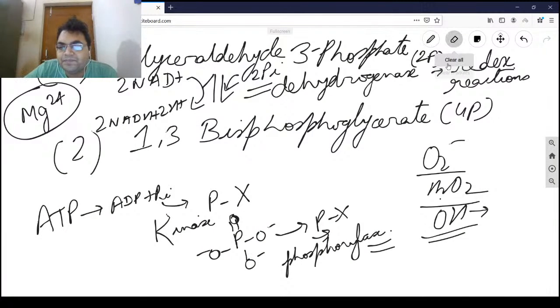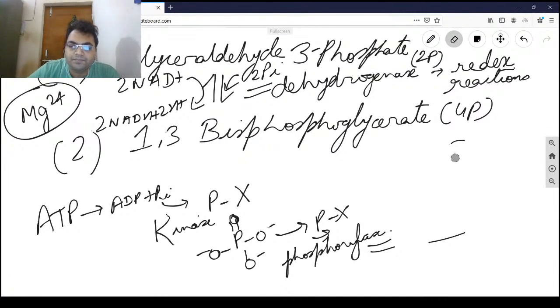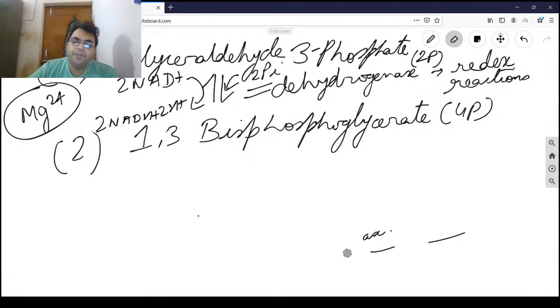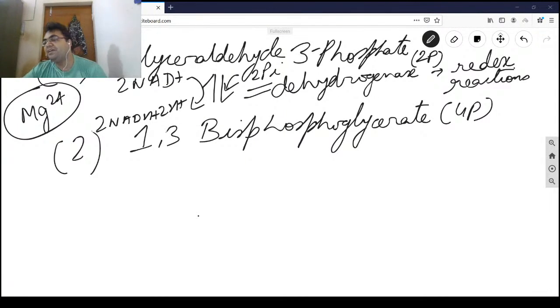Now let's draw the structure of 1,3-bisphosphoglycerate so that you remember the structure also. Structures won't be asked in your exam, but I'm just drawing it for you so that you can relate to what's happening inside the cell, because it would be very lame if you just know the name and I do not explain the structure to you. So when you know the structure, you can directly relate to what is happening inside the cell in reality. You will get a better picture of it conceptually.